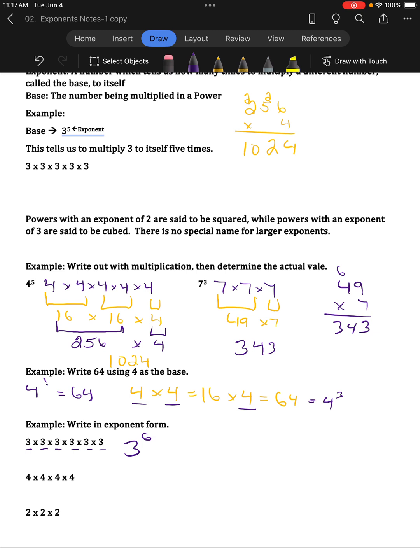That's it. In the second example, we have 1, 2, 3, 4 4's. So we have 4 being raised to the 4th power. In the last example, we have 3 2's, so we have 2 being raised to the 3rd power.